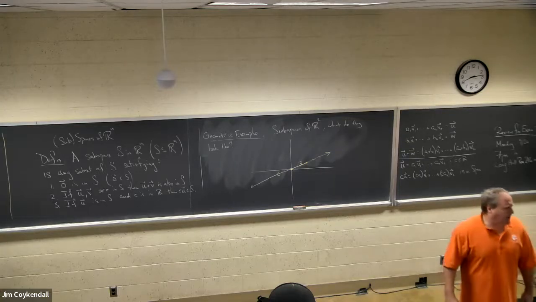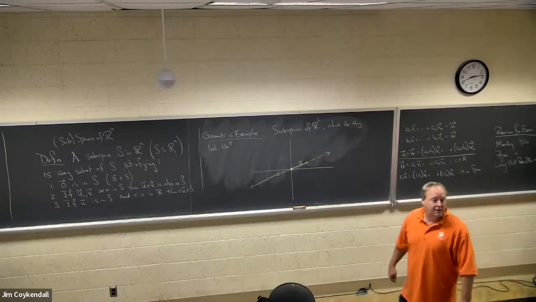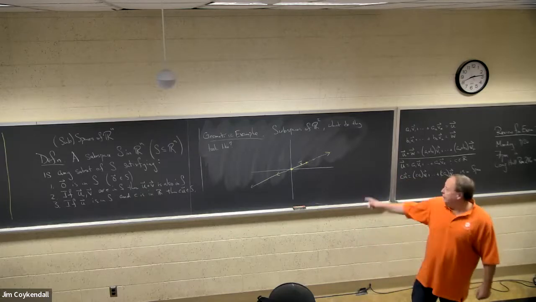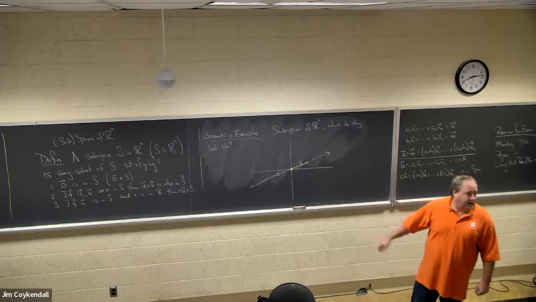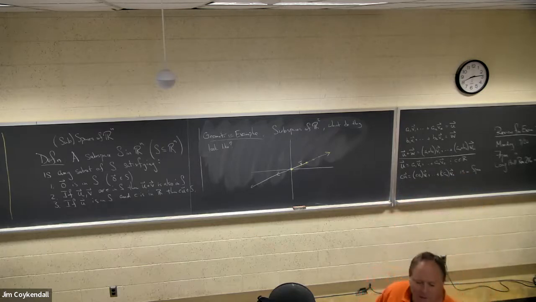Does it matter what the slope of the line is? I could have any slope, including a vertical line, and that would be a subspace. So there's a subspace for every possible line. Everybody agree with that? These are all subspaces. Is that it? Is it just the lines?